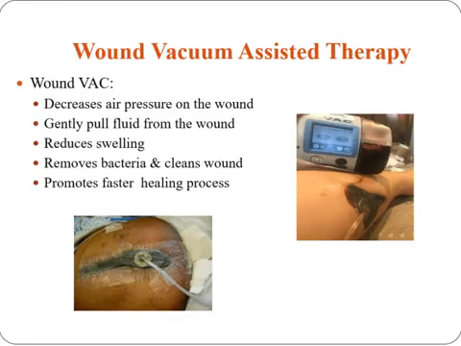It helps reduce swelling. A lot of times too they use them with grafts to help the grafts stick, like skin grafts. Helps to remove bacteria. They can actually put different cleansers so that it'll wash the wound and then pull that fluid out, and helps promote a faster healing process.